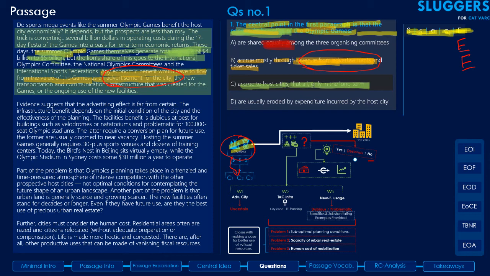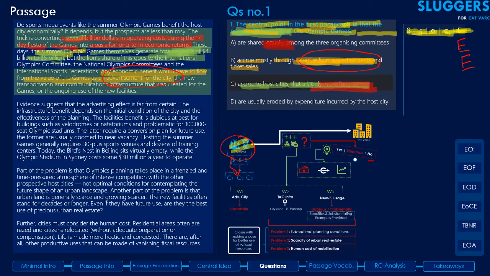The trick is converting, look at this point, the trick is converting several billion dollars in operating costs during the 17-day fiesta of the games into a basis for long-term returns, right? That's what it means. That means the benefit can accrue, but only in the long term. It can accrue, but only in the long term. That's the essence of the paragraph.